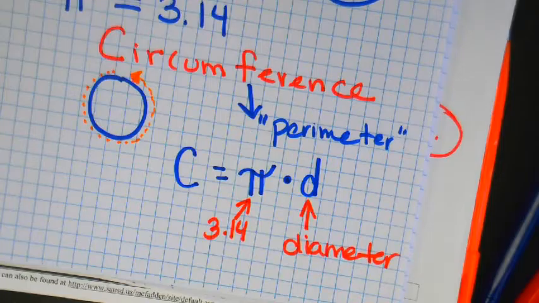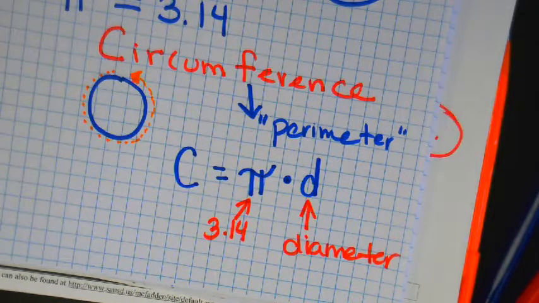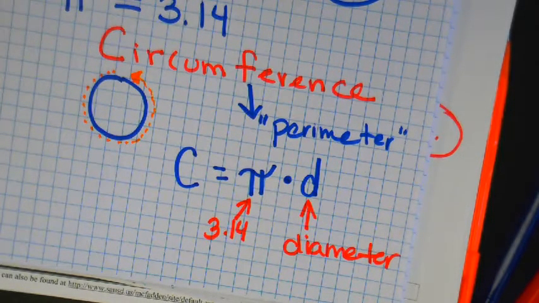I'll have a poster and I'll point to it. Just like we have the poster for area of a trapezoid and area of a triangle, this is a formula. You're always going to use this formula to find circumference. You're going to multiply pi, which is 3.14, times your diameter, D. Are we okay? All right.